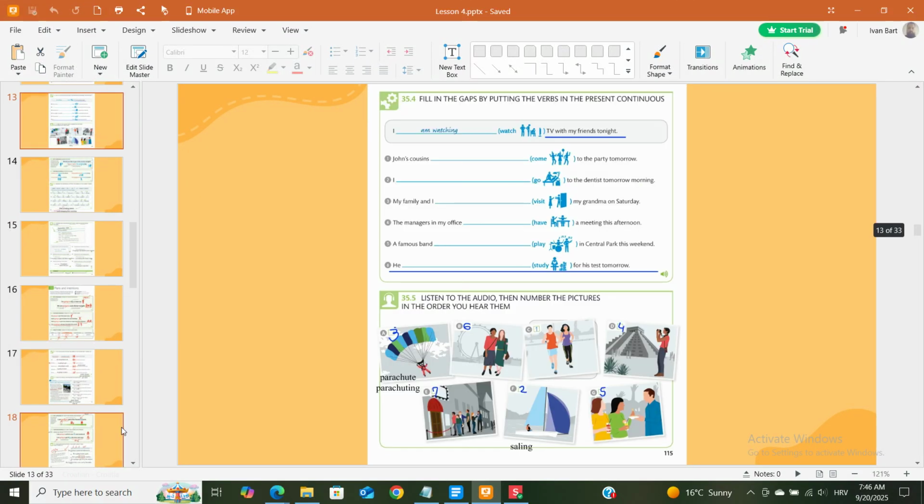35.4 Fill in the gaps by putting the verbs in the present continuous. I am watching TV with my friends tonight. John's cousins (come) to the party tomorrow. (Go) to the dentist tomorrow morning. My family and I (visit) my grandma on Saturday.